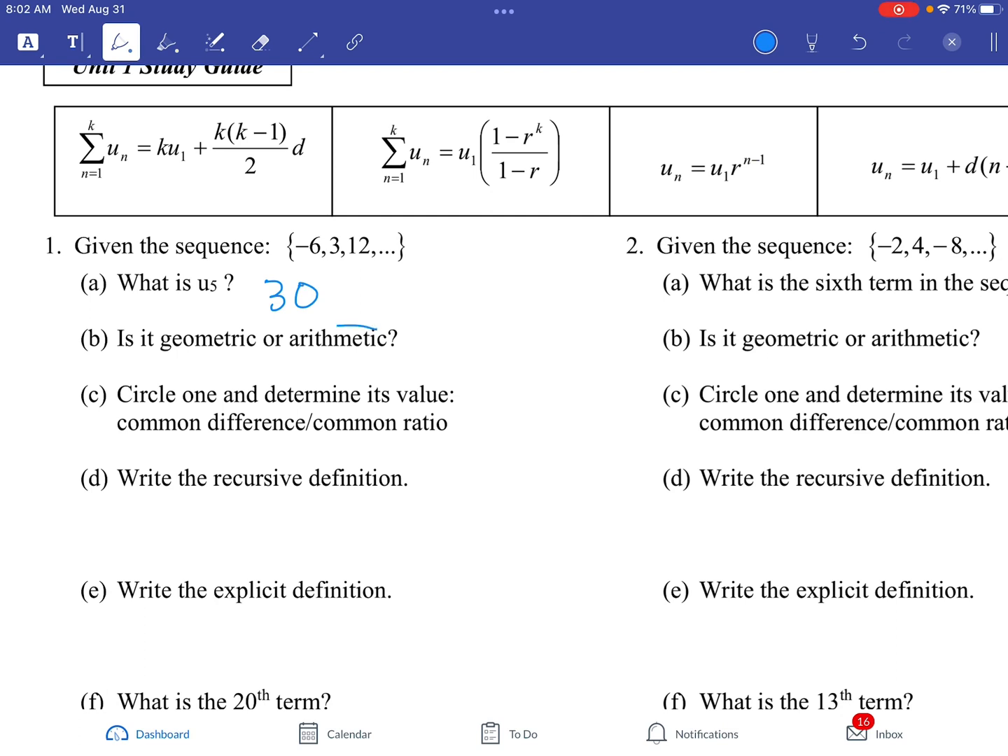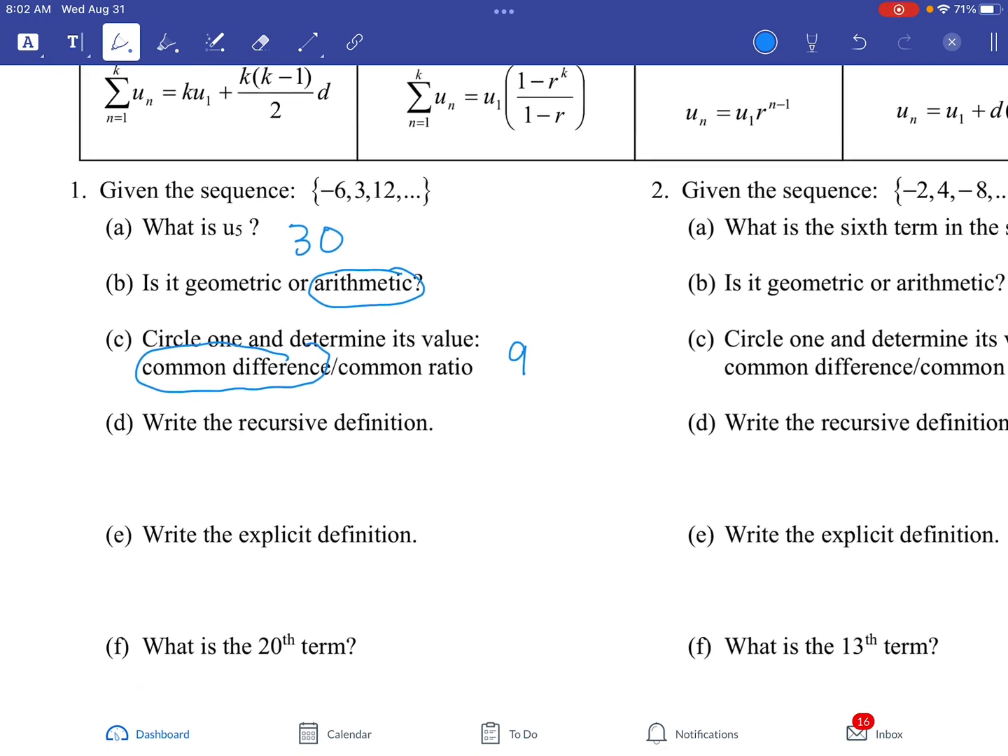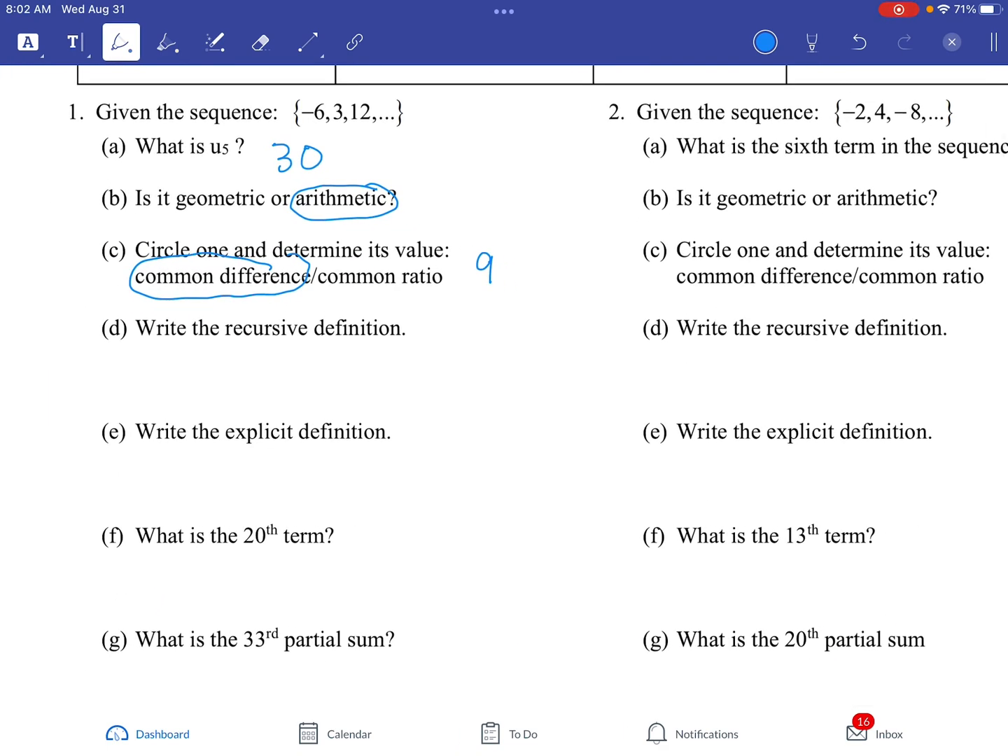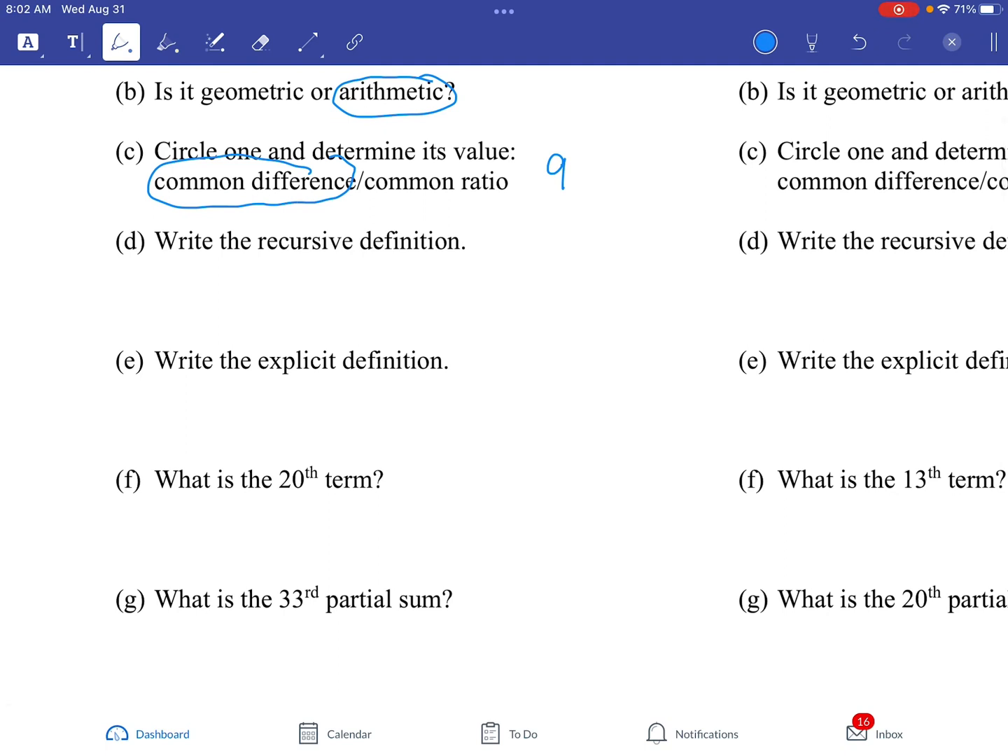Is it arithmetic or geometric? It is arithmetic because you're adding by 9. There's a common difference because it's arithmetic, and the common difference is 9. What is the recursive definition? That's the only formula piece that's not on the test. That's not given to you on the test.